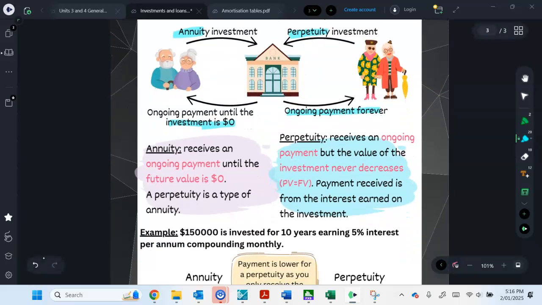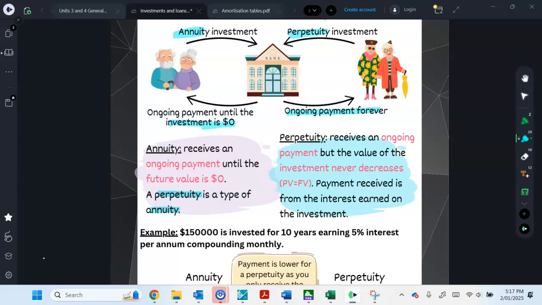All right, going back to an annuity, it receives an ongoing payment till the future value is 0. A perpetuity is a type of annuity. So they're not really two types of things. An annuity is the umbrella term, and a perpetuity is just a type of annuity. The thing is that students often have trouble getting their head around perpetuity, and it does turn up on an exam quite frequently, maybe not every year, but it does turn up.